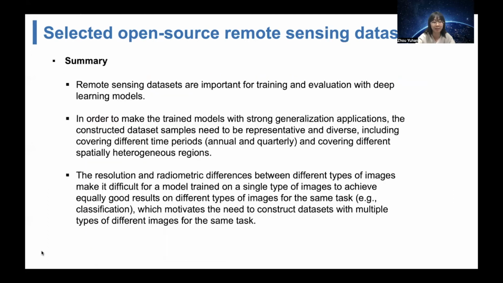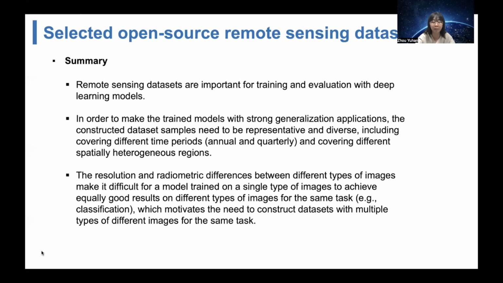Now, in summary, remote sensing datasets are very important for both training and evaluation of deep learning models. And in order to make the trained models have stronger generalization capabilities, the constructed datasets need to be both representative and diverse, including covering different time periods and covering different spatially heterogeneous regions.